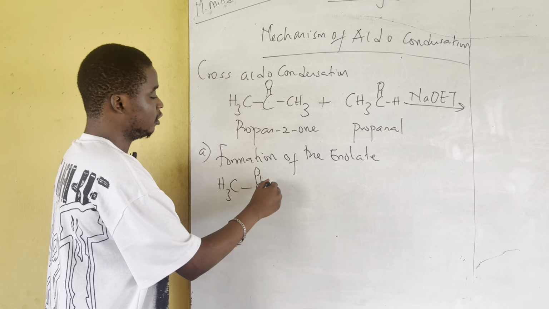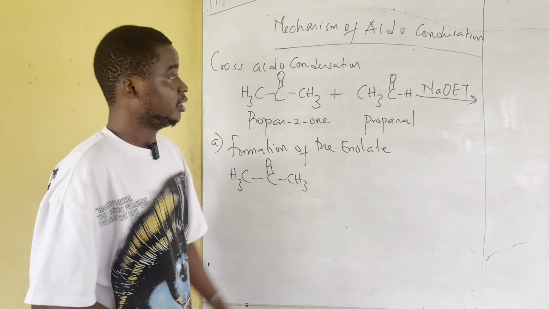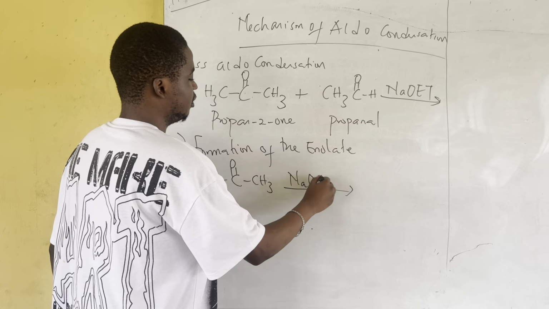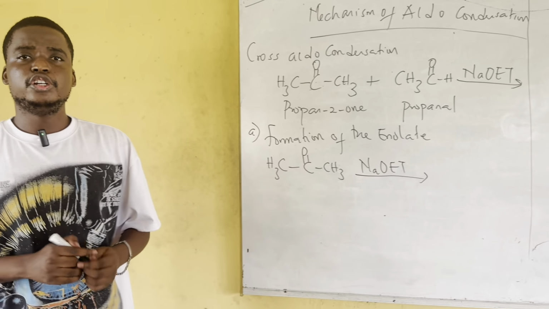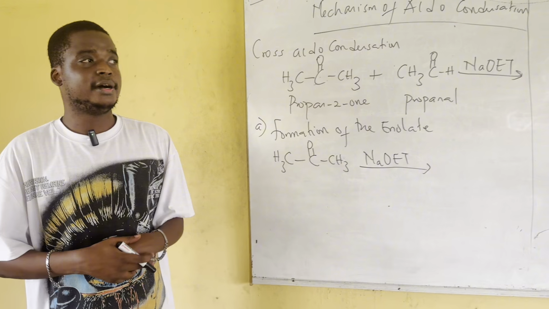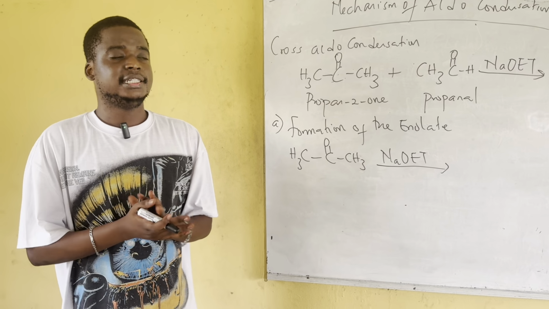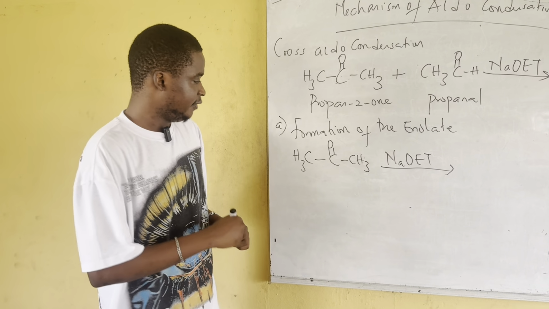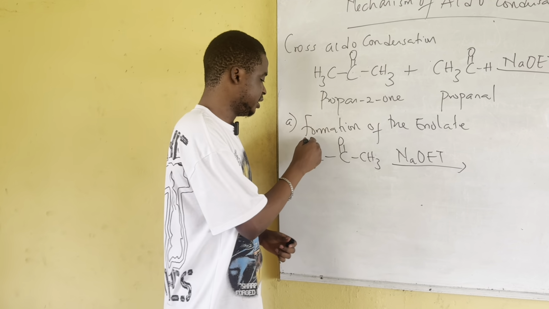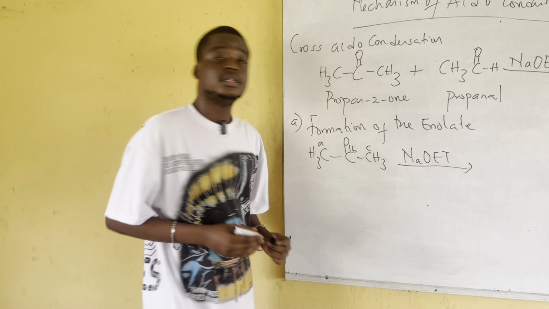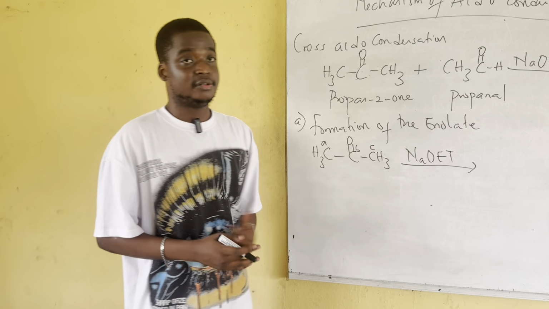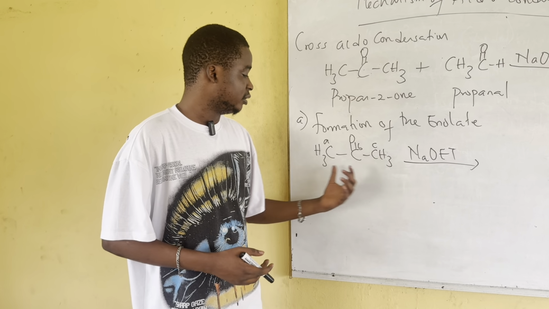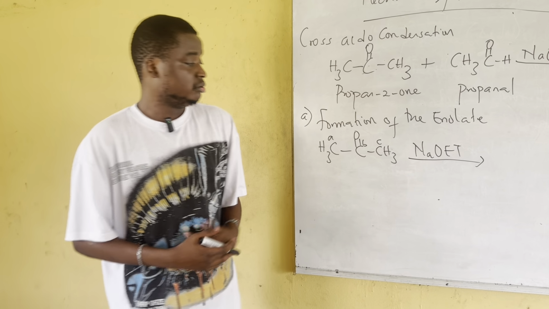C double bond O, and we have CH3, and the strong base is sodium ethoxide. Now, what you need to know is this base will abstract an alpha hydrogen. Now, alpha hydrogens are attached to the alpha carbon. So like I did last time, if you label this ketone A, B, and C, it means that B is the carbonyl carbon. Carbons A and C are the alpha carbons. So these alpha carbons contain 3 alpha hydrogens each. So you can take any one.